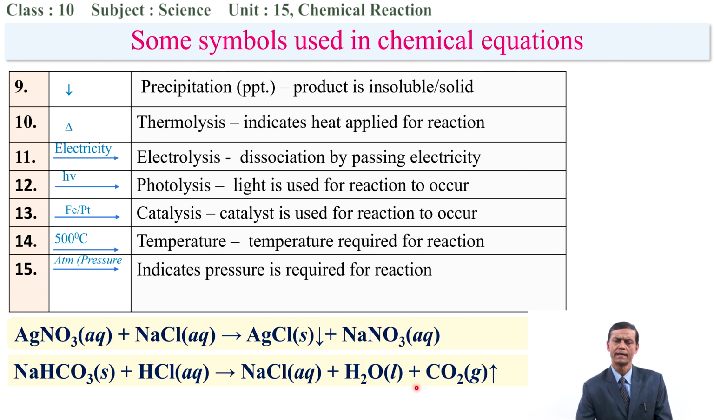So we can use some of the symbols like this while writing a chemical equation. This symbol can show the clear effect whether the reactant or product are in solid, liquid, gas or solution form, isn't it? Their physical state can be expressed.